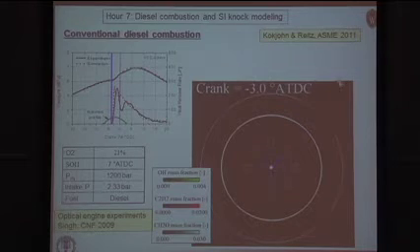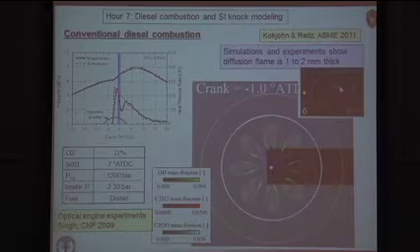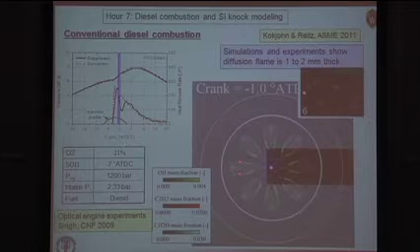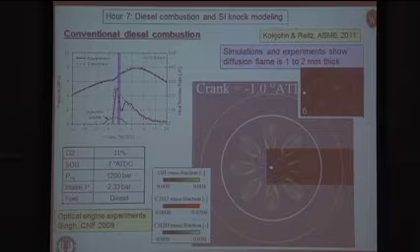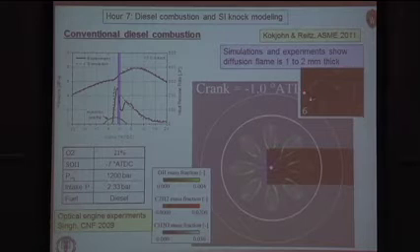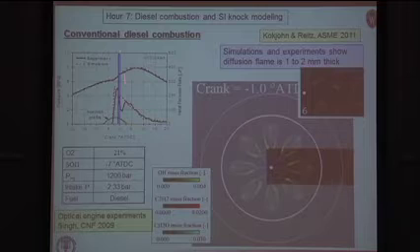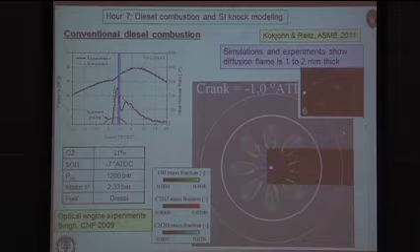If we continue in time to 1 degree before top dead center, you see now the appearance of OH in these thin bands around the jets, and that corresponds very well with the experimental image. The experimental image is showing you 3 jets actually, so you're looking at this piece here, these two, and this piece in the image. And this is the time at which that's taking place. So OH is already starting to appear.